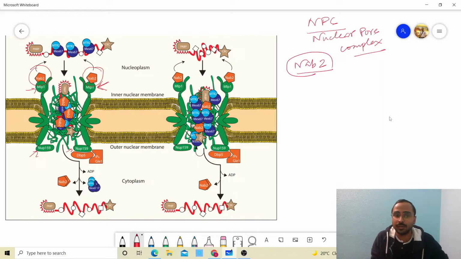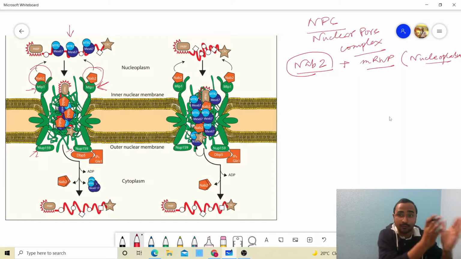It will bind to the mRNP, which has formed earlier. So NAB2 will bind to the mRNP, and this NAB2 and mRNP binding will occur at the side of the nucleoplasm. On the side of the nucleoplasm, this mRNP and NAB2 will bind. Now this whole complex, mRNP along with MEC67 MTR2 and NAB2, will pass through this nuclear pore complex.